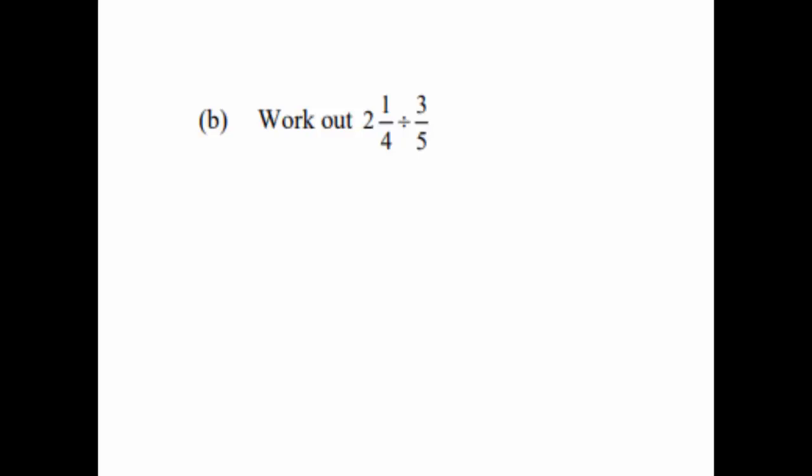We then cancel down. 5 goes into 5 once and into 25 5 times. 2 goes into 2 once and into 8 4 times. We therefore end up with 5 over 1 multiplied by 4 over 1. 5 times 4 is 20, 1 times 1 is 1, and 20 over 1 equals 20. Now a question for you to try. Pause the video whilst you have a go at it.